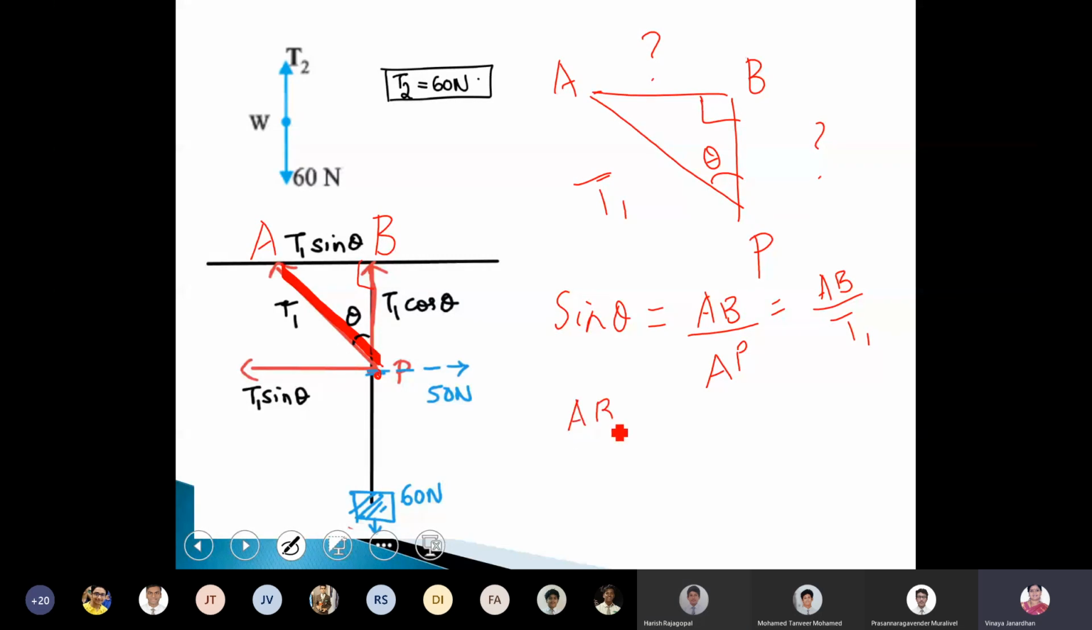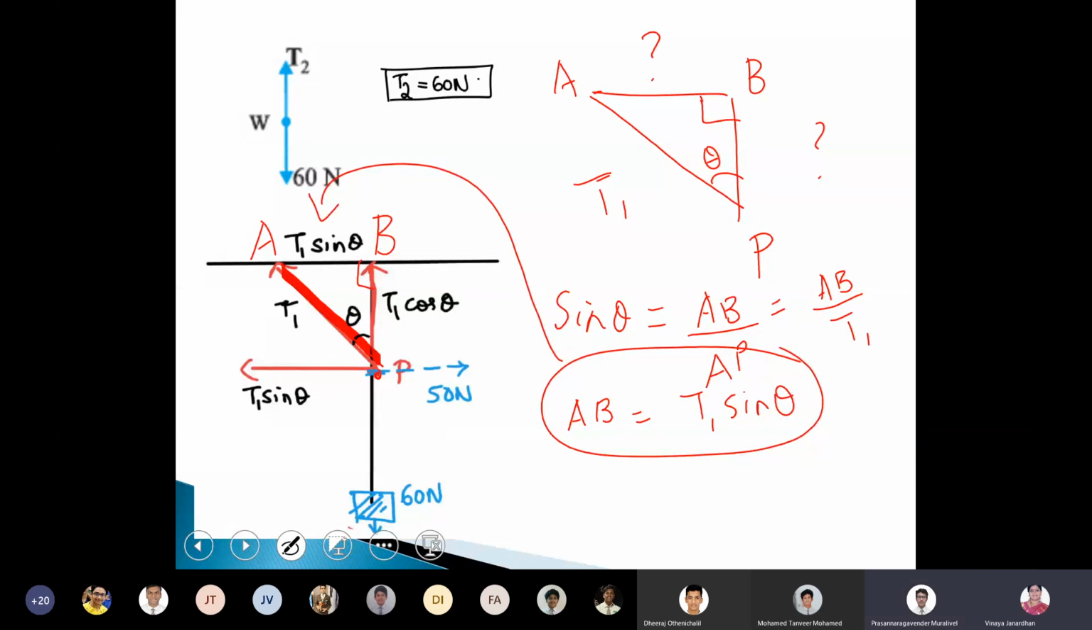Then what is AB now? AB becomes, I'll cross multiply this, T1 sin theta. Is that correct? Dheeraj, is that fine? Yes, ma'am. So that's what AB is, T1 sin theta. That is what I am putting over there. Is that clear, boys? Yes. Ma'am, so this is how we find the components. Yes, this is how you find the components. Later on, once you get used to all these things, you will find it easy.